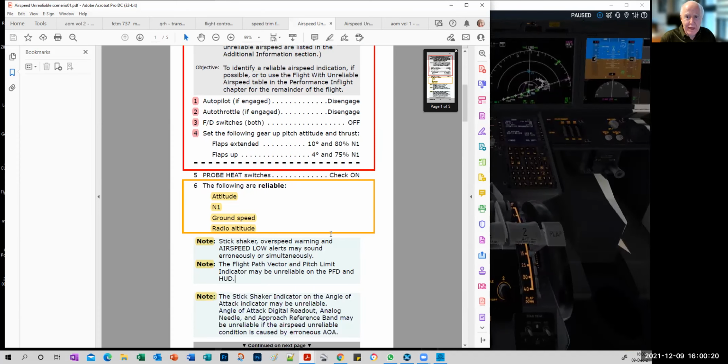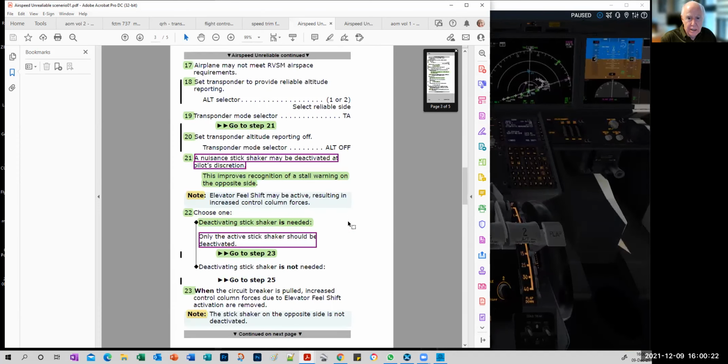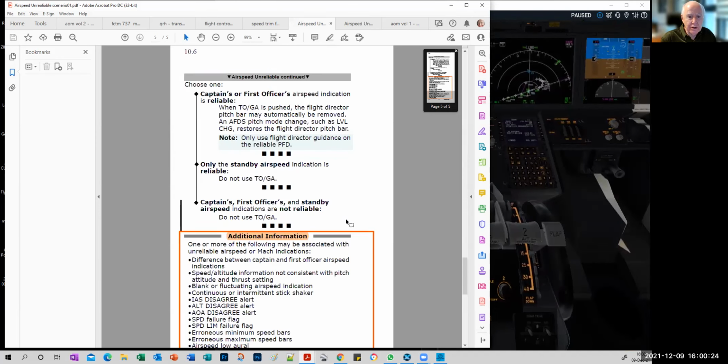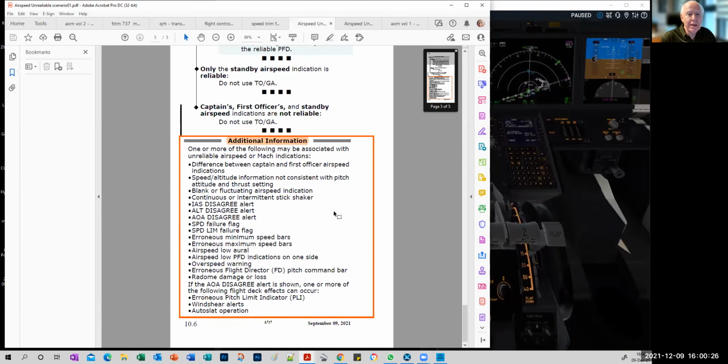So let's go back to that last page, which I really think could have been placed near the beginning of the checklist. I'm not here to change Boeing's methodology on this. I'm just a pilot and a user, and I'm trying to help everybody understand that you've got a lot of incredible information at the end of the checklist. Now let's just read it.